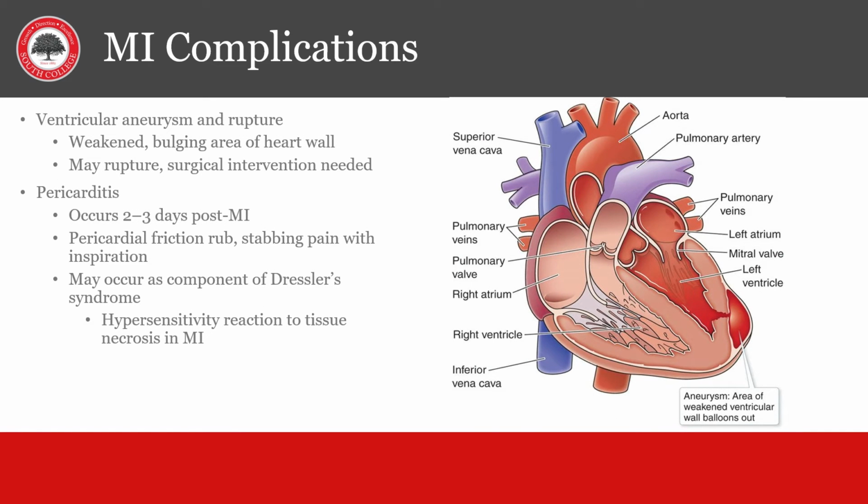You can have aneurysms of the vessels of the heart post-MI or pericarditis if there is pericardial effusion. This could lead to tamponade, or the decreased ability of the heart to contract due to pressure from pericardial effusion.